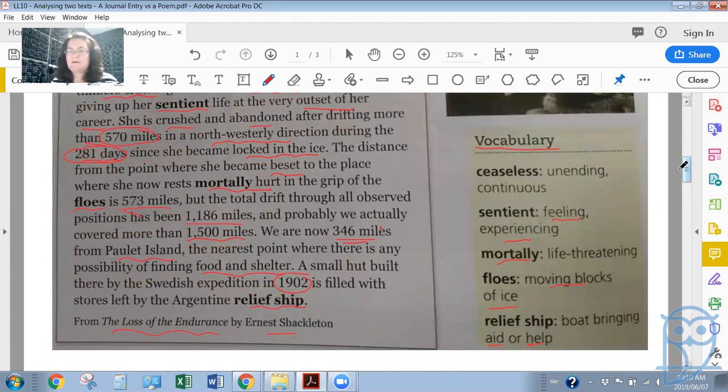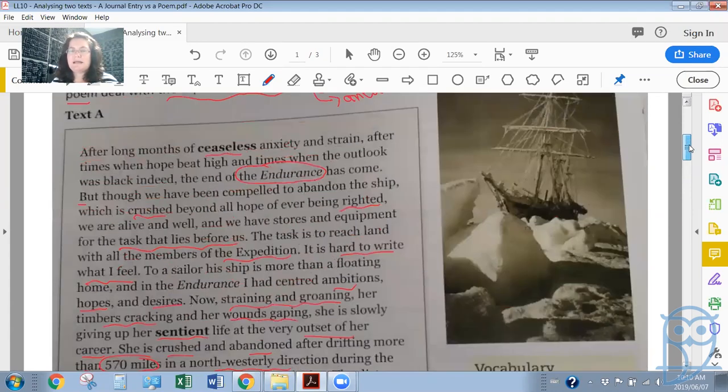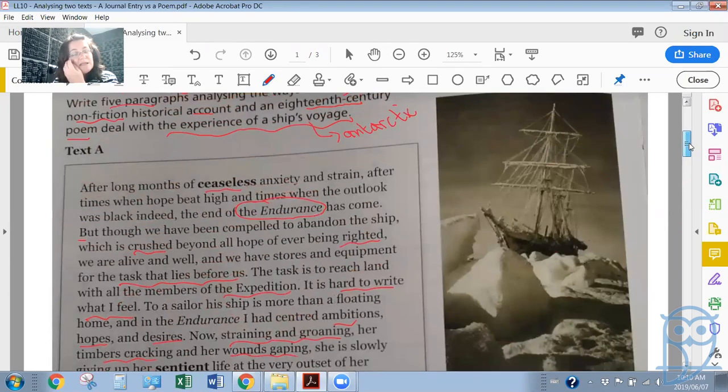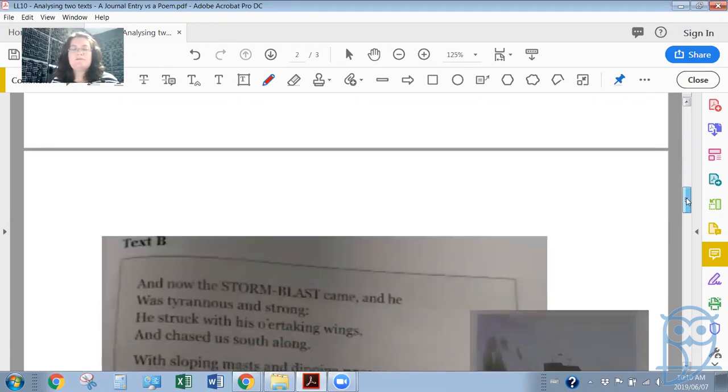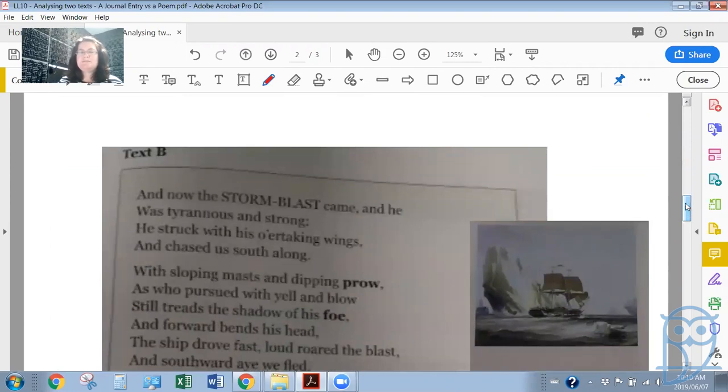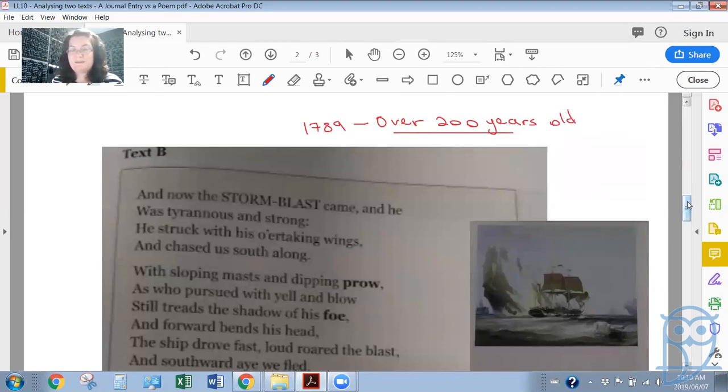All right, so keeping all of that in mind, keeping that image of the boat in mind, this is the early 1900s. Now we go even further back. This poem was written around 1789-ish, which makes it over 200 years old now. How often do you get to read texts that are 200 years old? Now, keep that in mind. We're very lucky to be able to do this.